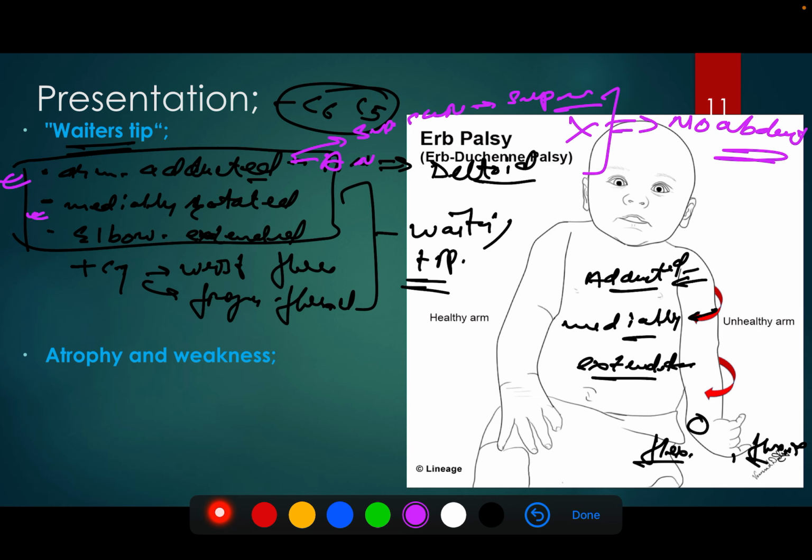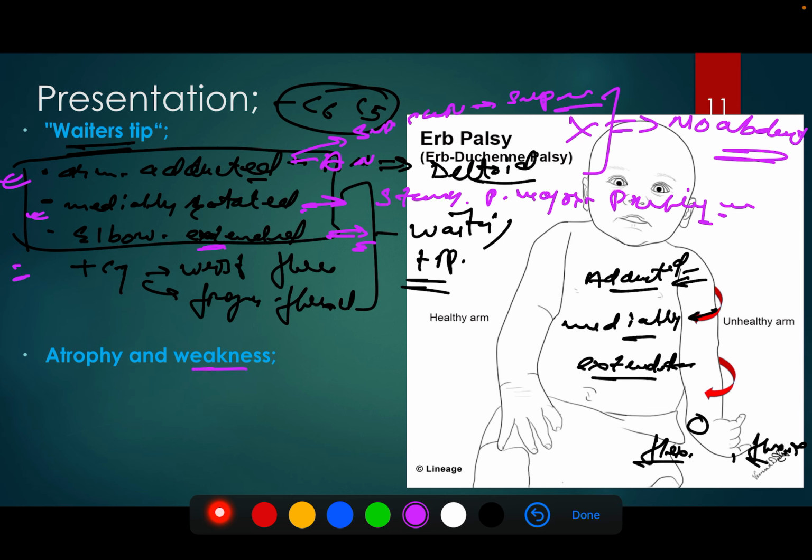Similarly, it is medially rotated because the lateral rotating muscles are involved, and here we have the strong pectoralis major muscle pulling medially, that's why it is medially rotated. Elbow is extended because we have the elbow flexors that are supplied by the musculocutaneous nerve which are involved, right? So that's why this is the presentation of Erb's palsy.